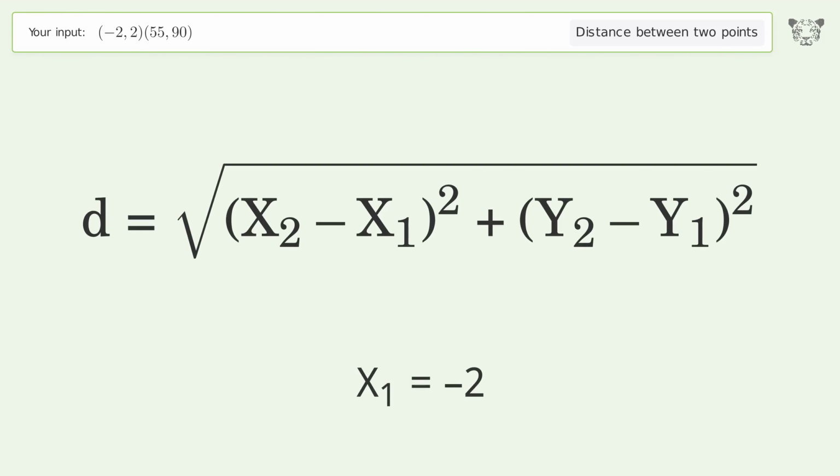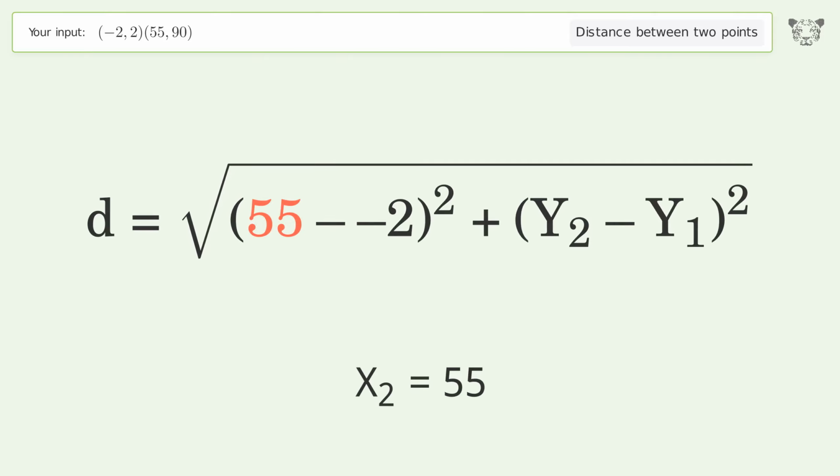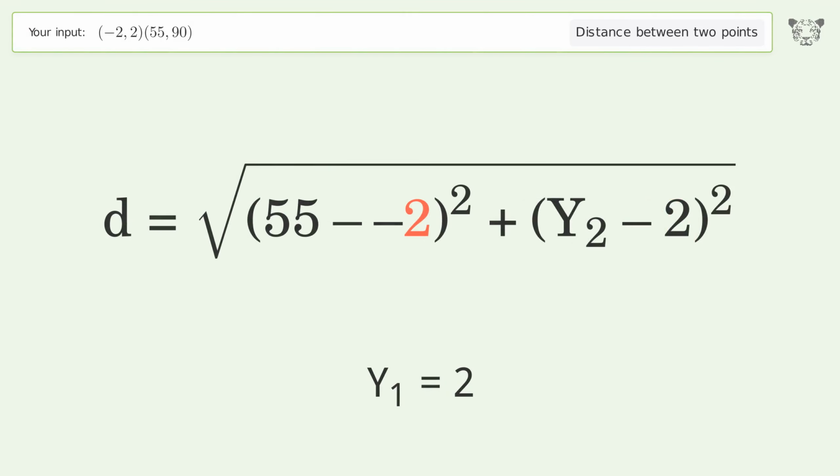x1 equals -2. x2 equals 55. y1 equals 2. y2 equals 90.